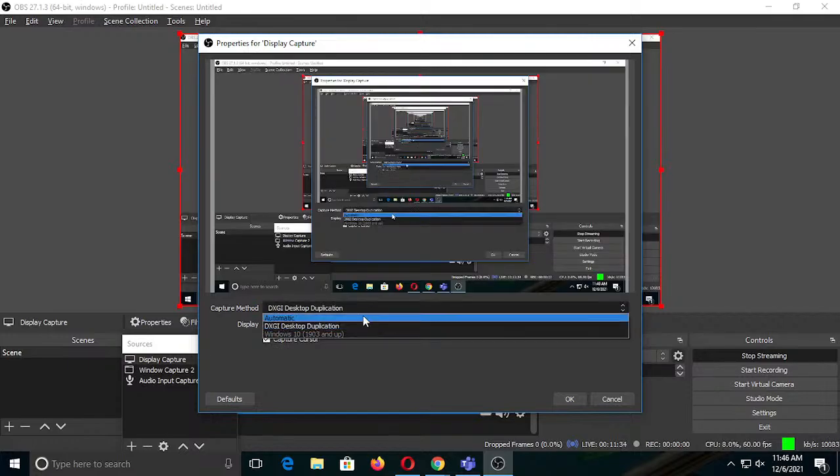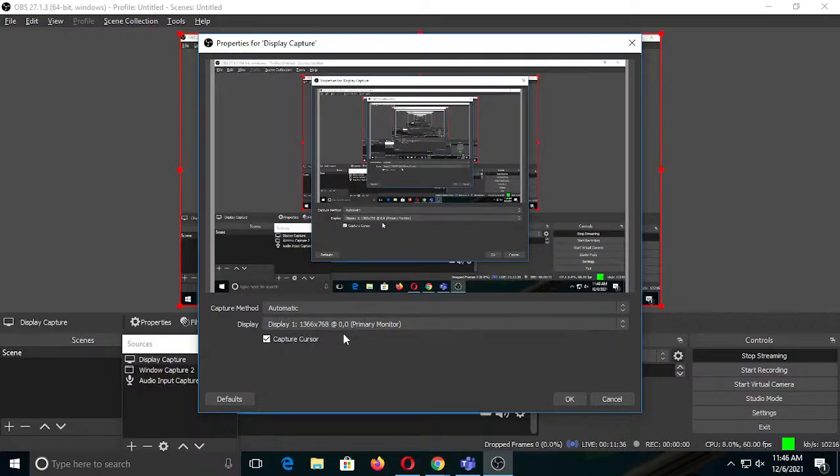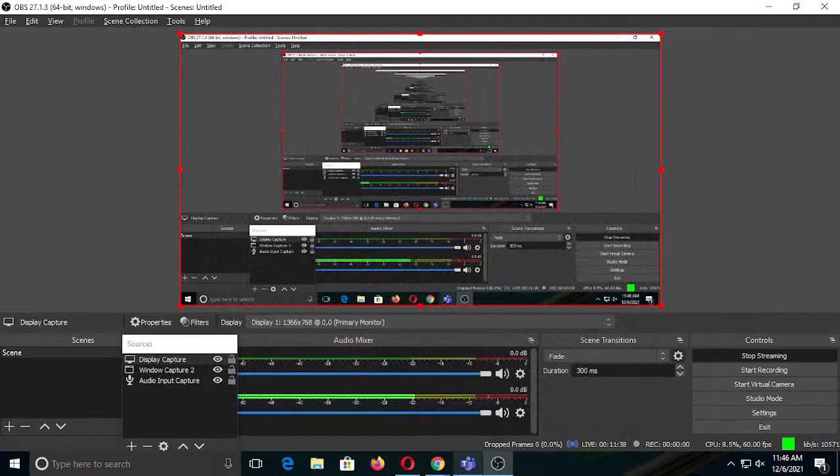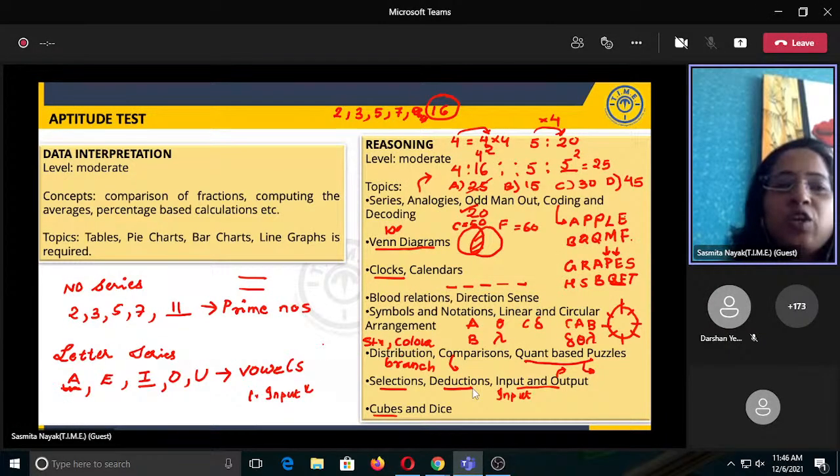Okay, cubes. Now cubes means this is not cube like 2 cube, 3 cube. Cubes means they will give you a cube, and they will tell you that if this is painted, and then you cut it, then how many smaller pieces?